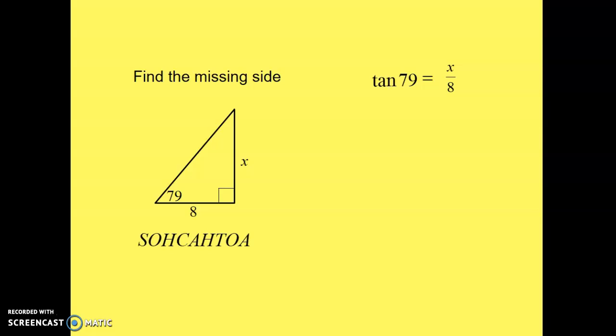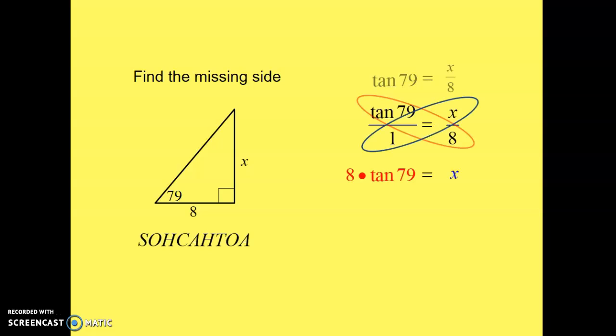From here you can solve it. You don't have to write the work down if you don't want to. If you want to, go ahead and do it, but you don't have to. So again, we can make a fraction out of the tangent of 79. We cross multiply, so we have 8 times the tangent of 79 equals x. If you do 8 times the tangent of 79 in your calculator, you should get 41.2.